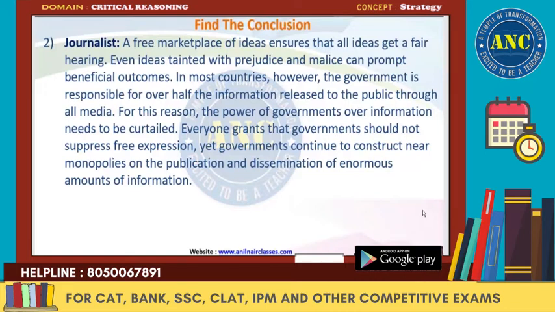So what is happening here? A free marketplace of ideas ensures that all ideas get a fair hearing, and even ideas tainted with prejudice and malice can prompt beneficial outcomes. So if you keep reading this part, it says, for this reason, the power of governments over information needs to be curtailed. Now, this part of the argument is the conclusion. That's the conclusion we have to find.